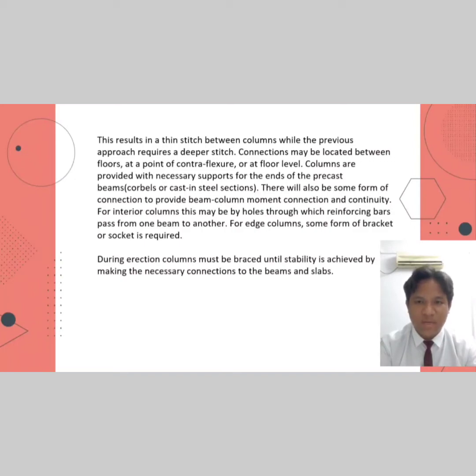Columns are provided with necessary supports for the ends of the precast beams. There will also be some form of connection to provide beam-column moment connection and continuity. For interior columns, this may be by holes through which reinforcing bars pass from one beam to another. For edge columns, some form of bracket or socket is required. During erection, columns must be braced until stability is achieved by making the necessary connections to the beam and slabs.